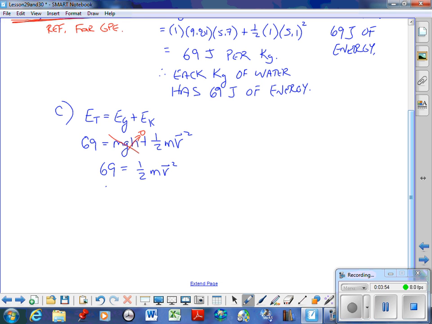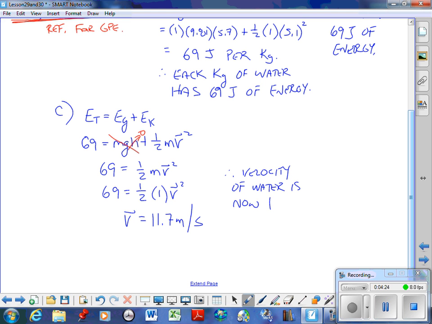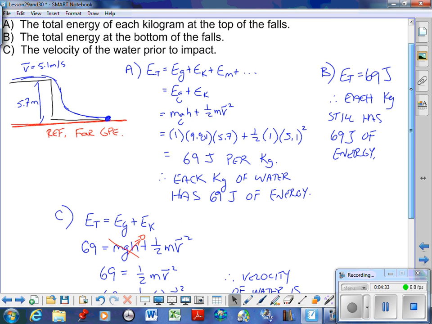So now we can calculate the velocity of the falling water by solving for V. So we end up with 69 divided by 0.5, take the square root, and now the velocity of the water is 11.7 meters per second. So therefore, velocity of water is now 11.7 meters per second. Okay, so that total energy is constant throughout, based on a physics world.